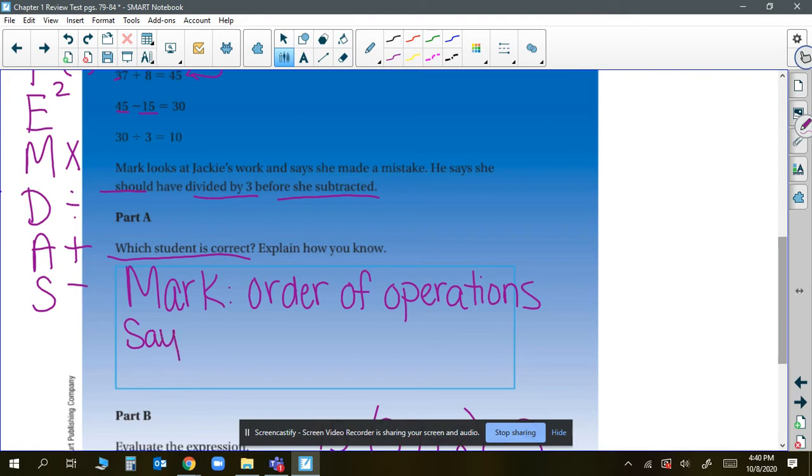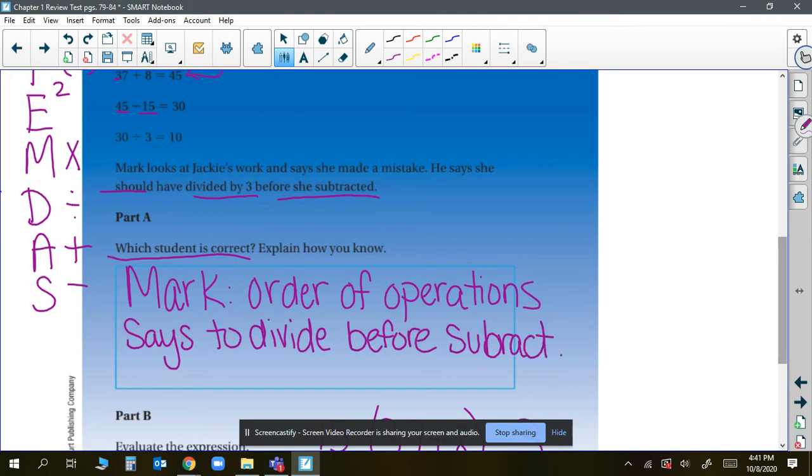Says to divide before subtract. Okay? All right, let's move on to the next page.